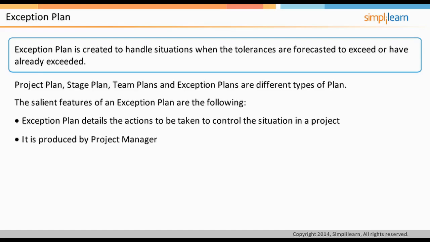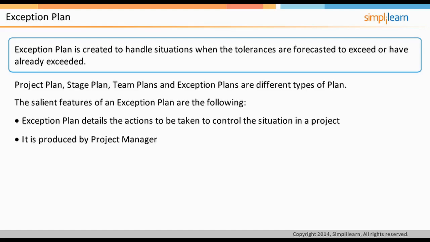Exception plan is produced by the project manager. So exception may occur at the stage level or at the project level. When the exceptional situation occurs, working as per the plan that was prepared before is not feasible, as project or stage plan is no longer valid. There is a need to prepare a different plan to replace the current one.